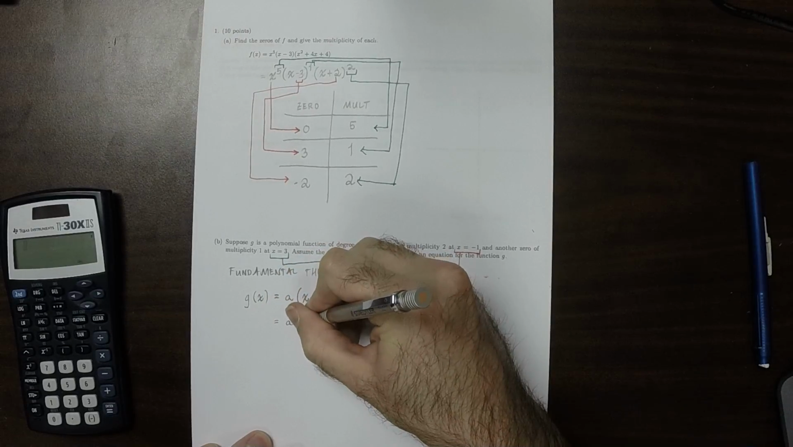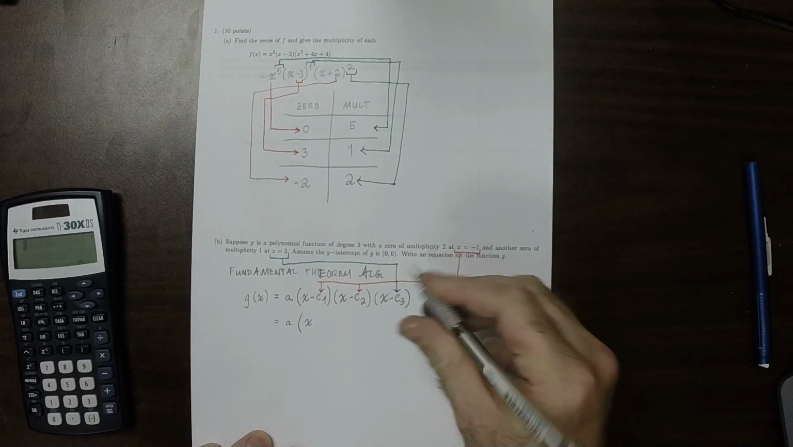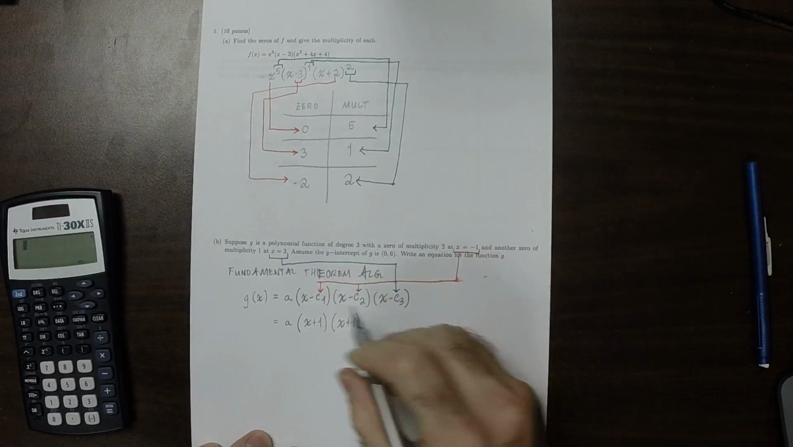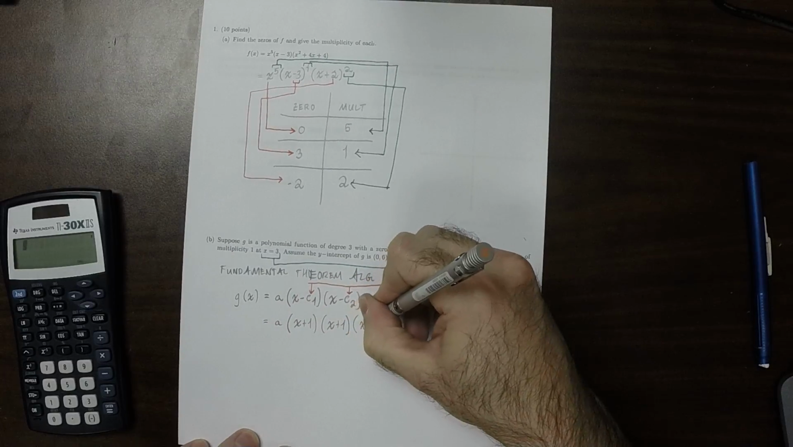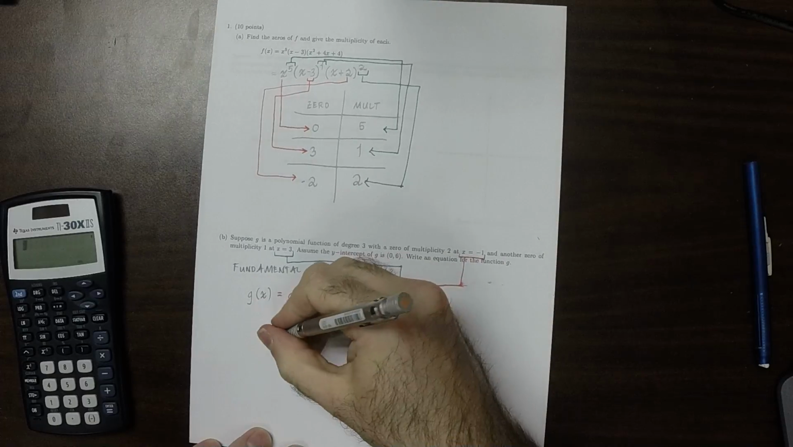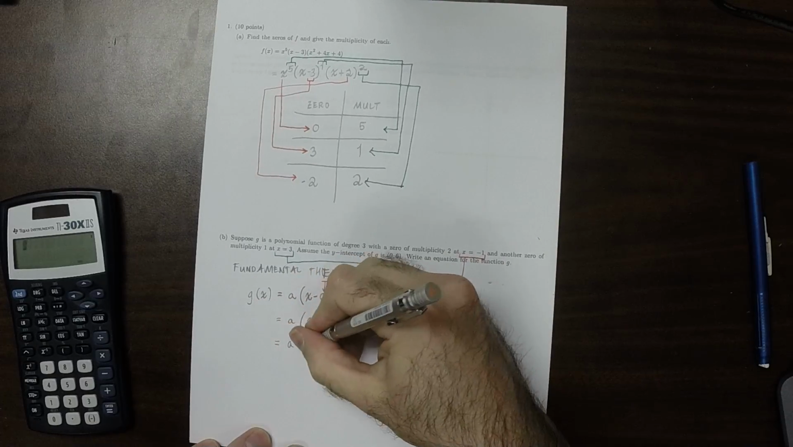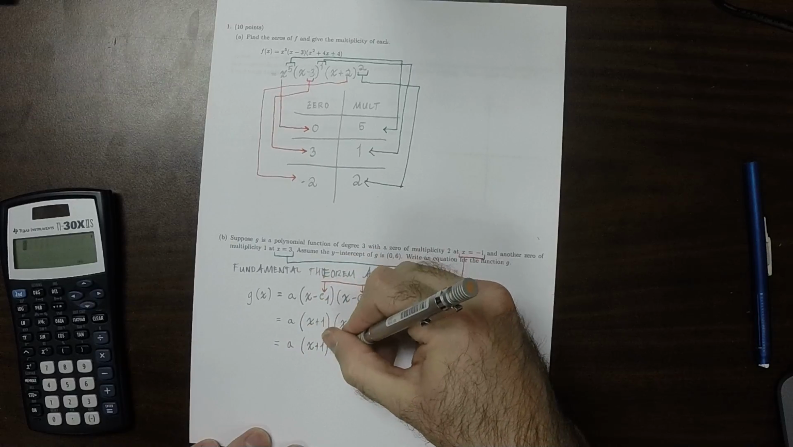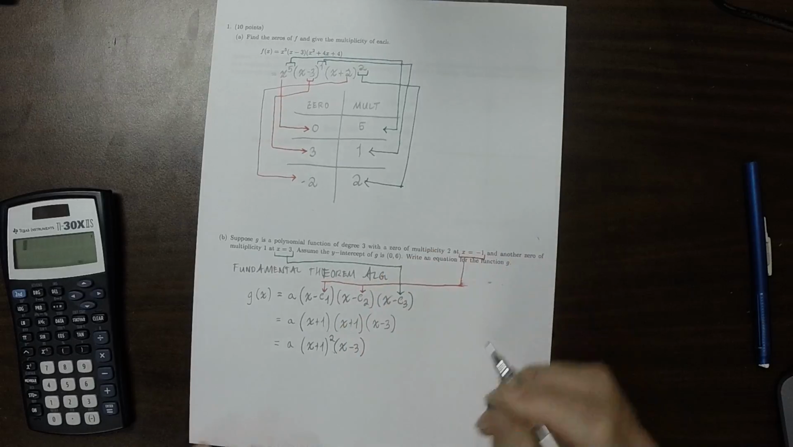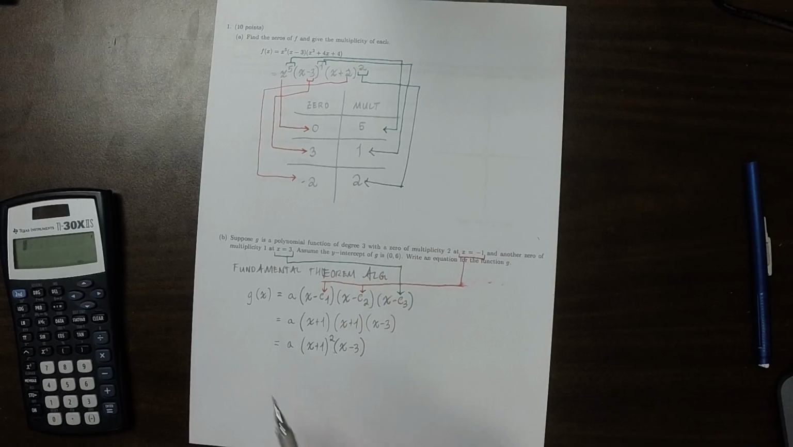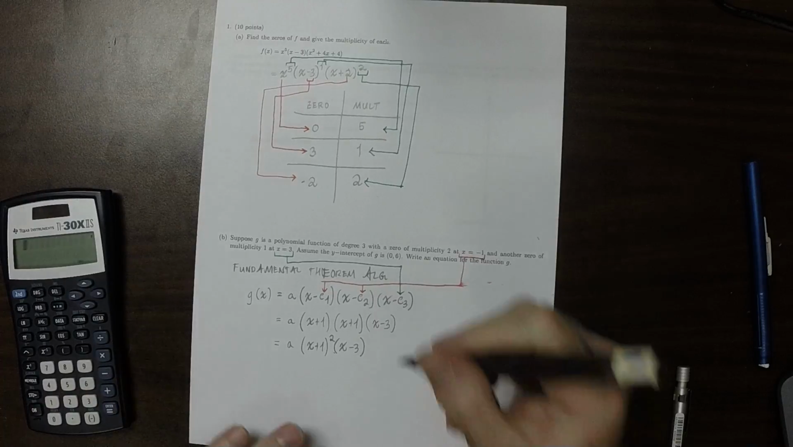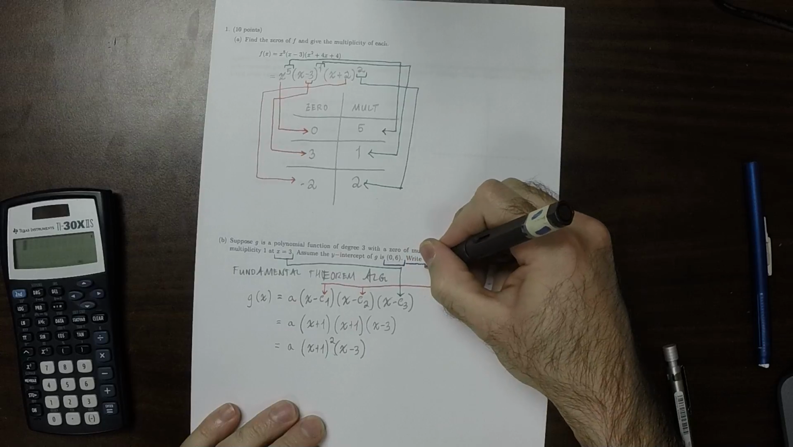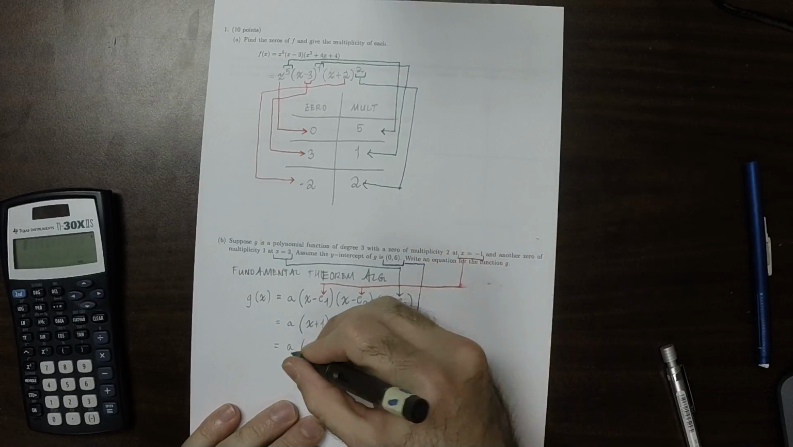So that'd be a multiplied by x minus negative 1, so that'd be plus 1, and then plus 1, and then x minus 3. Simplifying slightly, that would be a times x plus 1 squared times x minus 3. Now, we don't know what a is, and we'll use the last piece of information that we have, is this. We'll use this to figure out a.